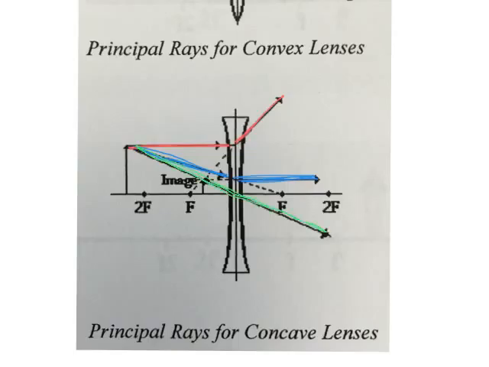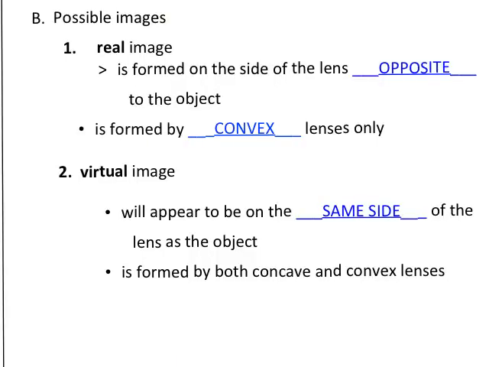Okay. Now we're going to do some together, and we'll take it one step at a time. So get your ruler and your colors ready. The possible images that can be formed from lenses are going to be real and virtual, just like we had for mirrors. This time, a real image will be formed on the side of the lens that's opposite to the object, and only a convex lens can form a real image. And then a virtual image will appear to be on the same side of the lens as the object, and it can be formed by both concave and convex lenses.